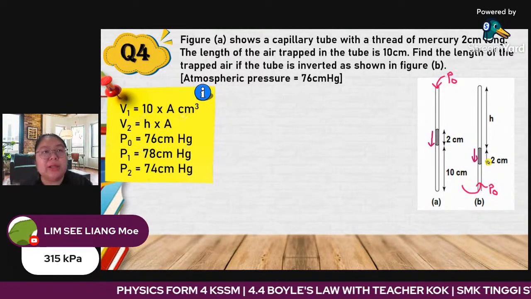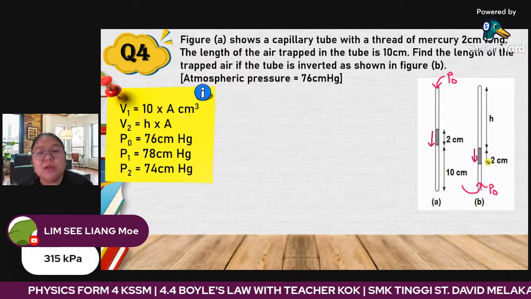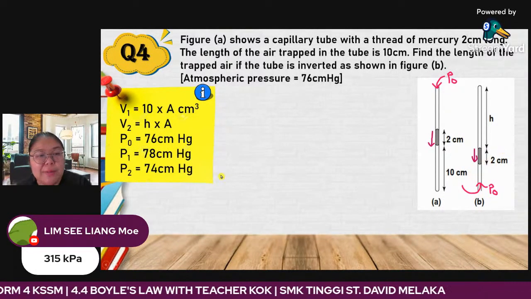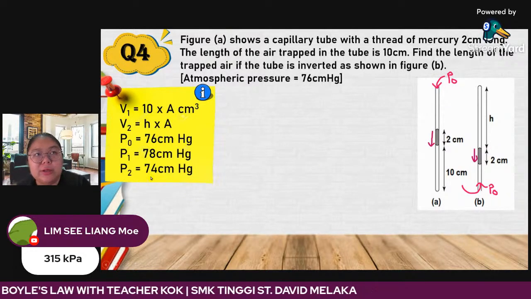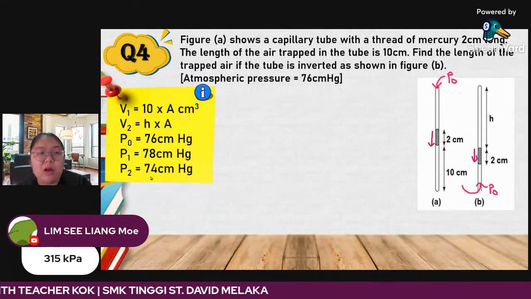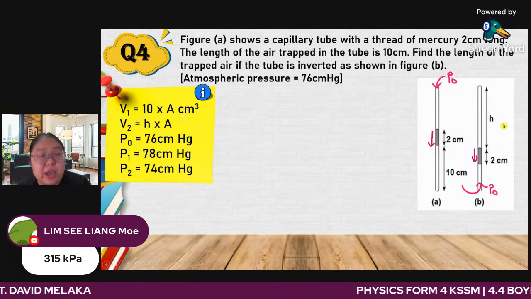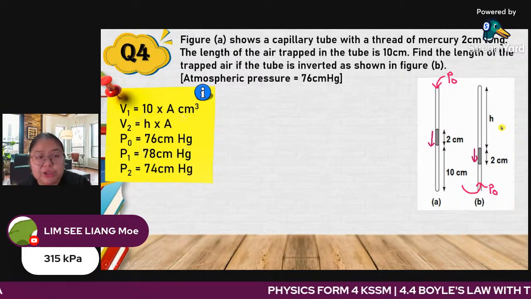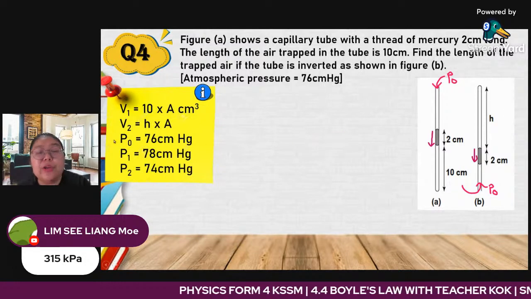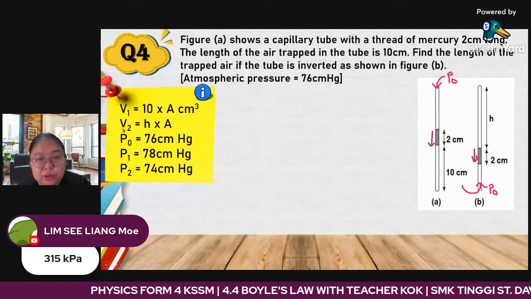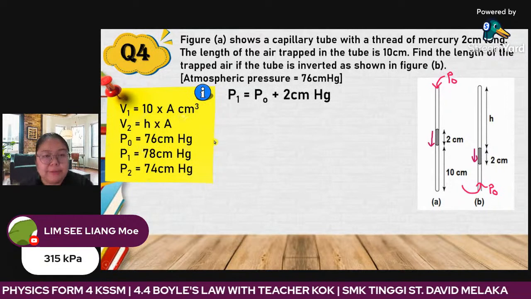Normally we take the big one minus the small one. So now your second pressure is how many? 74 only. Okay, 74. So from here, I need to calculate H. What we need to do is calculate V2 first. The formula is the same.